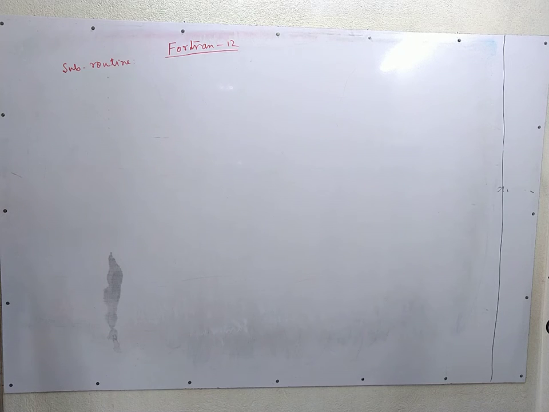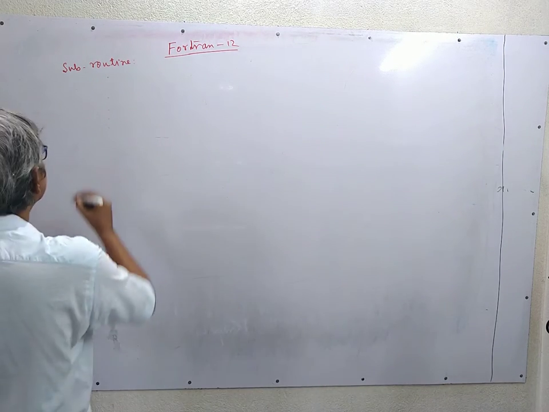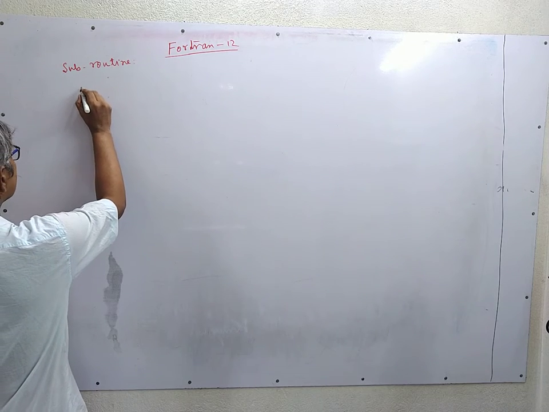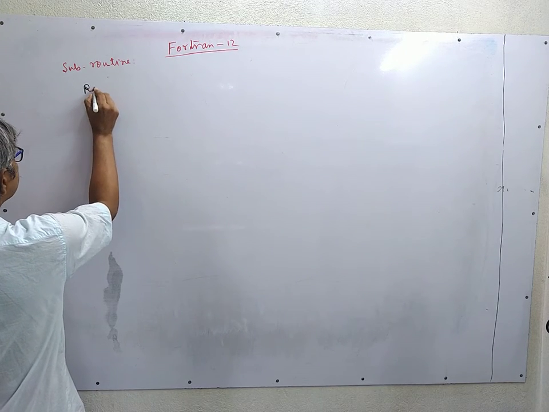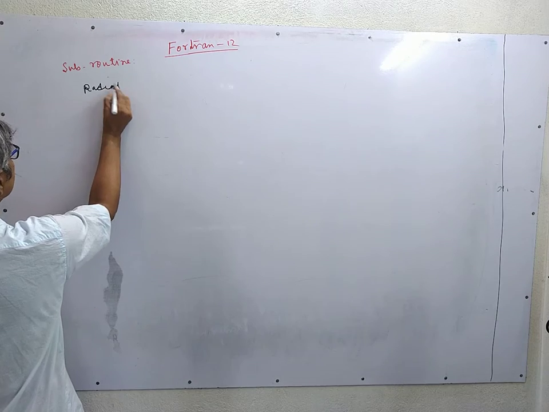In the last lecture on Fortran, that is in Fortran-11, we have introduced the Fortran subroutine. Now we shall use this subroutine. We shall continue our discussion on Fortran subroutine. As the next example, we consider radial probability distribution.